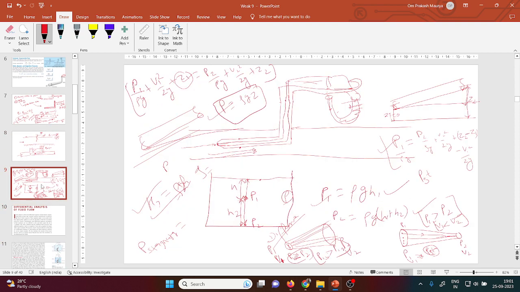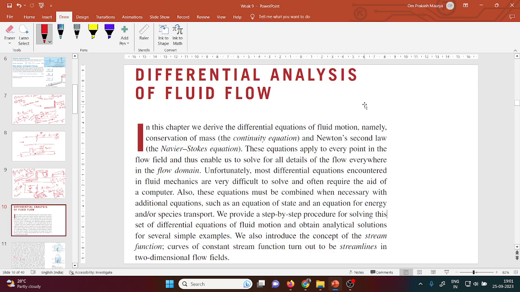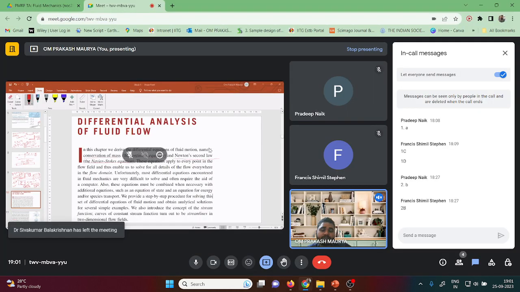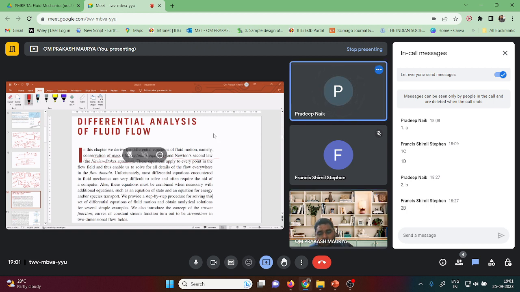Okay, sir. So our today's discussion is about the differential analysis of fluid flow. In this chapter we will definitely see the continuity equation, which is nothing but the conservation of mass, and Newton's second law gives the Navier-Stokes equation. I think the Navier-Stokes equation was done or not in your class? No sir, briefly done, not much. Okay. Here I will show you how we can calculate.